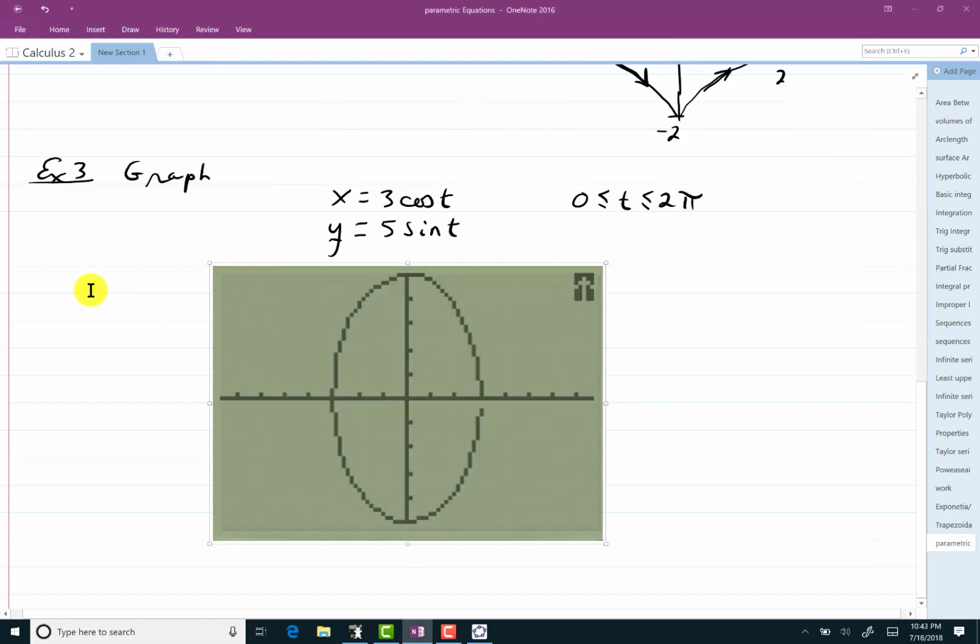So here's that picture again, enlarged a little bit so we can see what's going on. And we see it started once again here. This was t equals 0, and proceeded to go in a counterclockwise direction, as indicated by my arrows. And you can see it spans from -3 to 3 and -5 to 5.